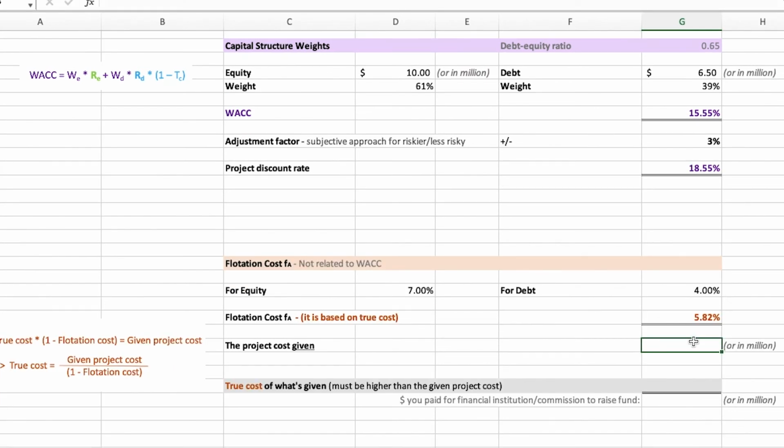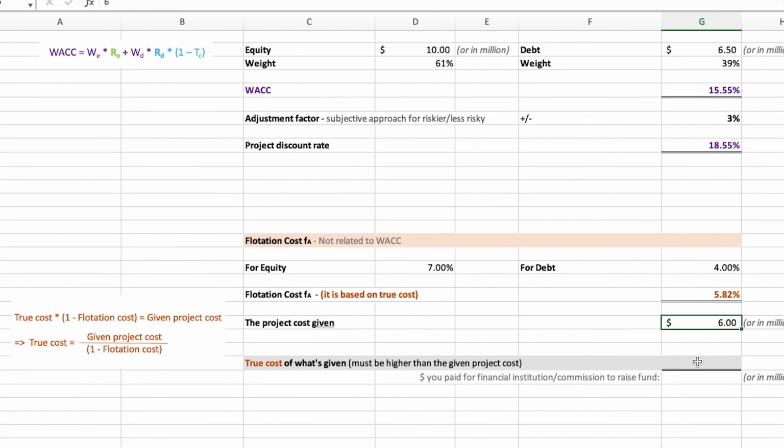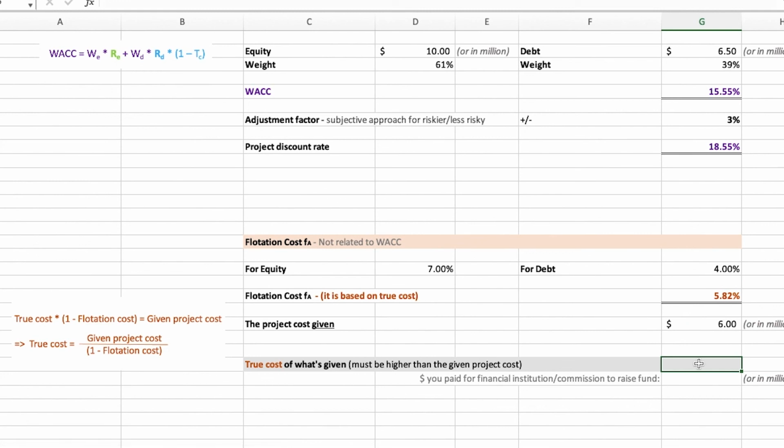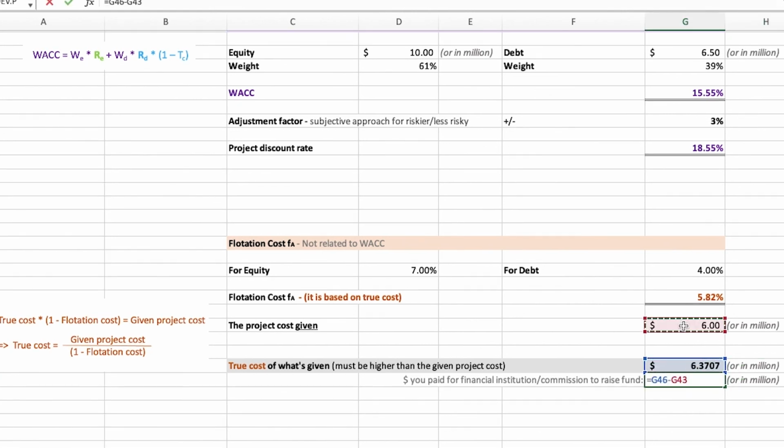And let's say that the project cost given is $6 million. In order to get the true cost, which must be higher than the given project cost, it would be the given project cost over 1 minus the flotation cost, which would be $6.37 million. So this means that the company paid $0.37 million for the financial institution and commission to raise those funds.